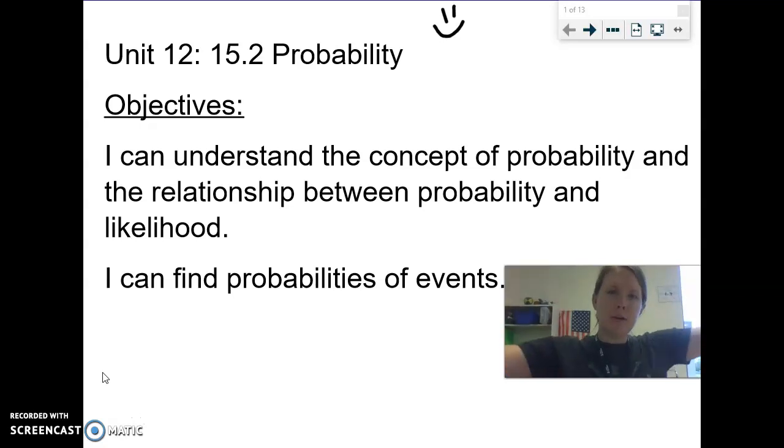Our unit is all on probability. This is going to be reflecting on things that you should have learned here in sixth grade, and we're going to tail on and add on other things that are a little bit new this year. So our I cans for today are: I can understand the concept of probability and the relationship between probability and likelihood, and I can find probability of events.